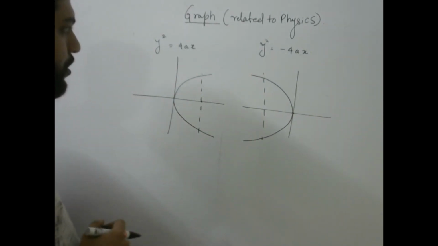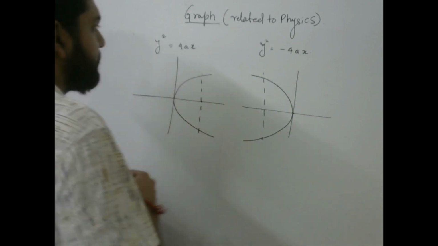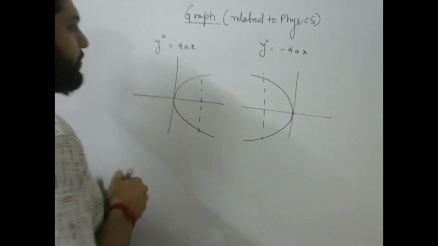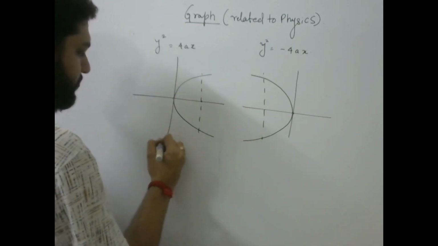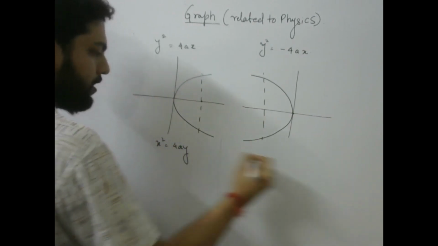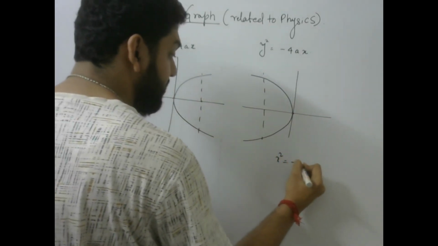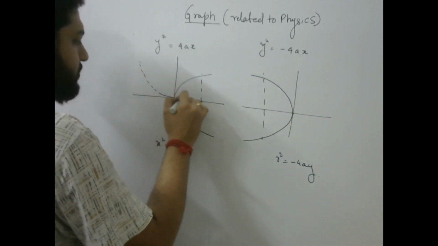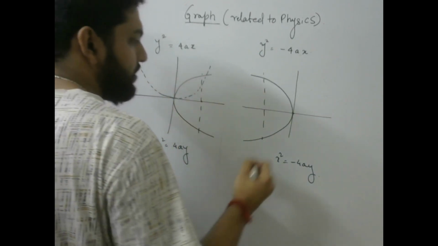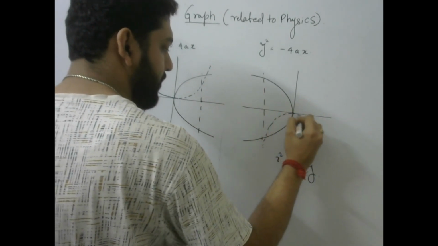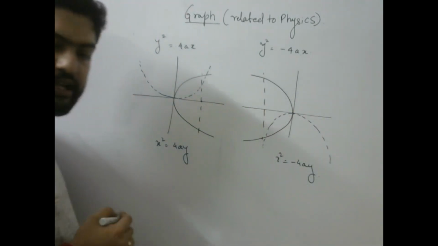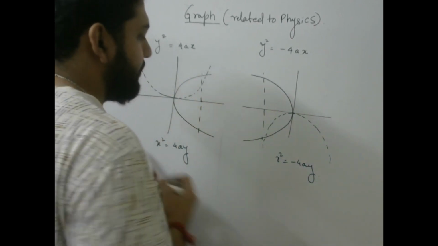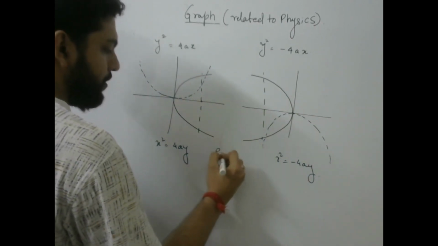Simple. So now we could have another one, that is x square equals 4ay, and x square equals minus 4ay. If we have that, the graph will look like this, and this one will look like this. So upside and downside, these are the two possible graphs we could have. This graph is known as a parabola.